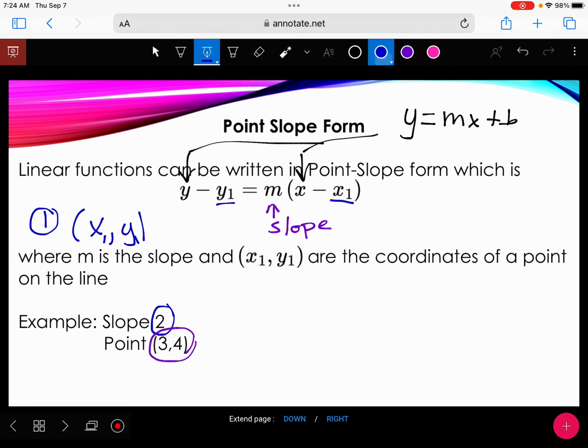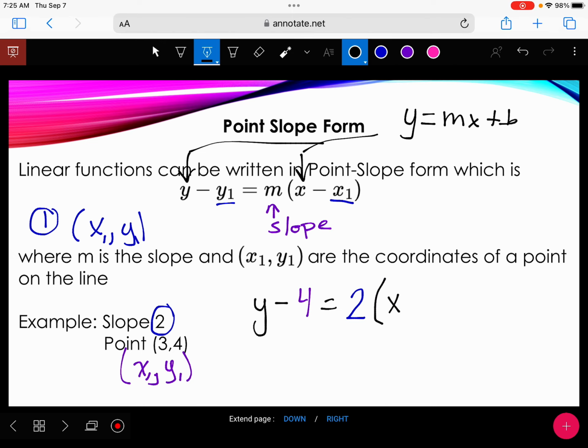So we're going to plug these pieces in. On this point, remember this is x1, y1. So we're going to take our y from the formula minus the y from our point, 4. Equals our slope, 2, times the quantity x minus the x from the point, 3.